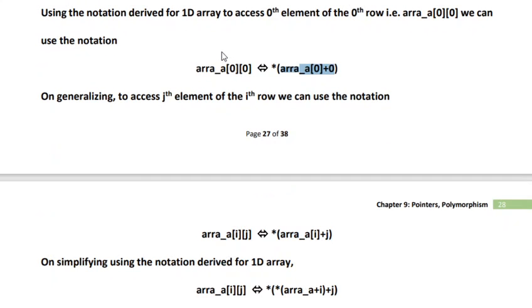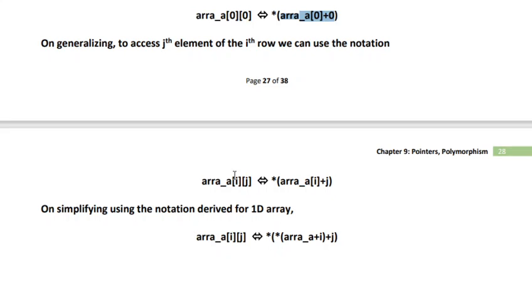Now on generalizing, if I want to access the jth element of the ith row, then we can use the notation *(arr_a[i] + j), because arr_a[i] is the base address of the ith row, and from that base address I am creating a displacement of j positions. So in order to access the jth element of the ith row, I can use *(arr_a[i] + j).